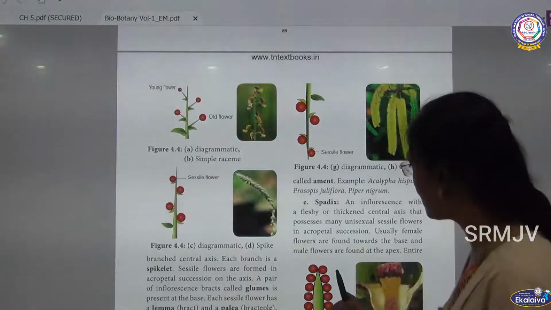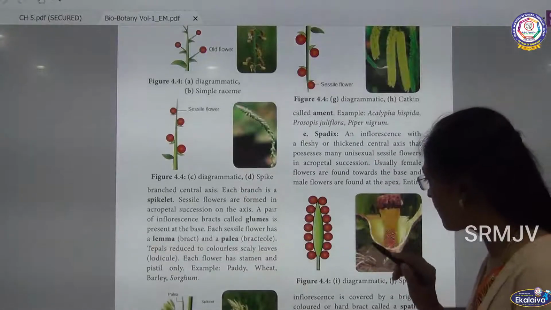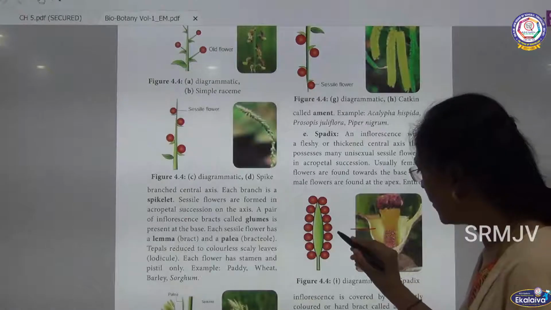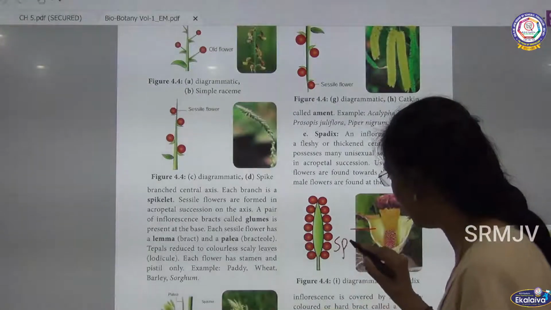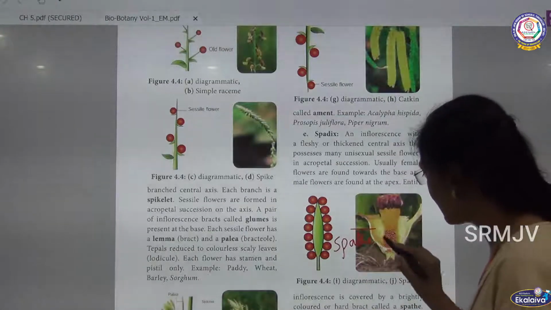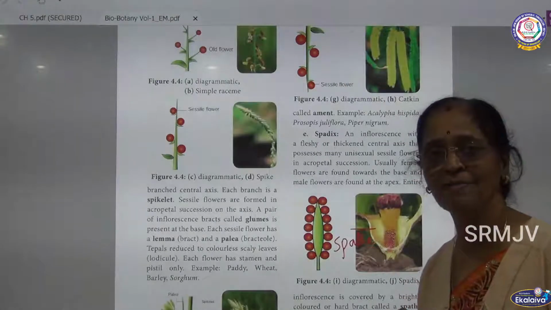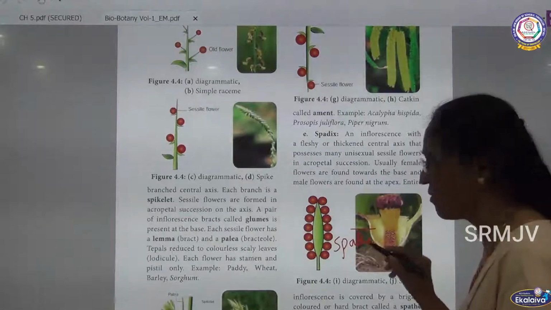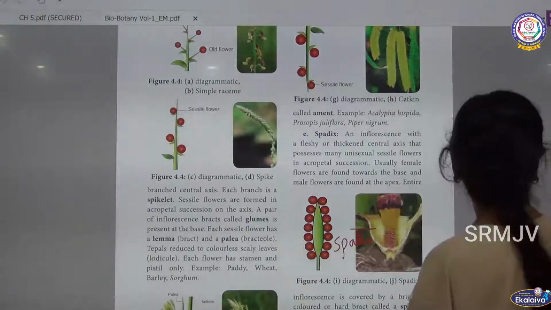And here this is what we call a spadix. Here you will find the bract which is there. This is the bract. The bract is brightly colored, and you call it a spathe. And you will find the inflorescence here, that is, the flowers are being arranged here. That is, the unisexual flowers are arranged inside this brightly colored bract, what we call a spathe. This kind of inflorescence is called a spadix.